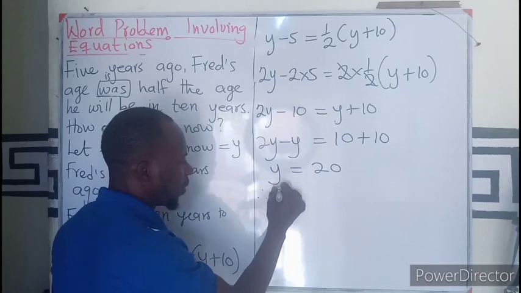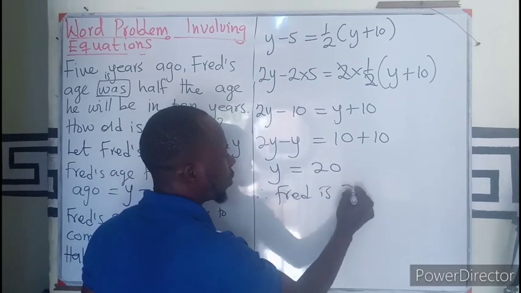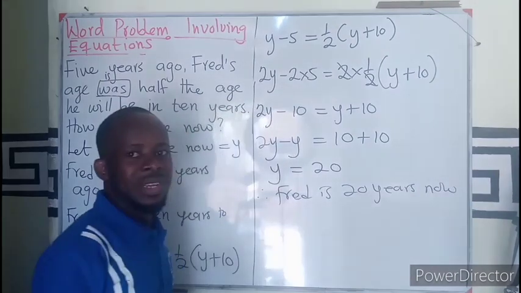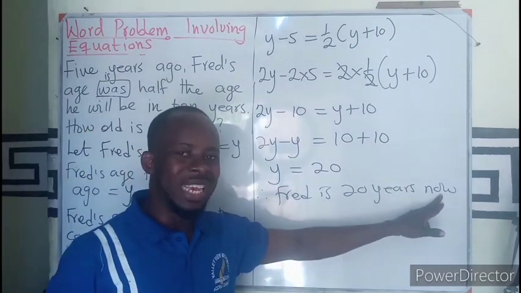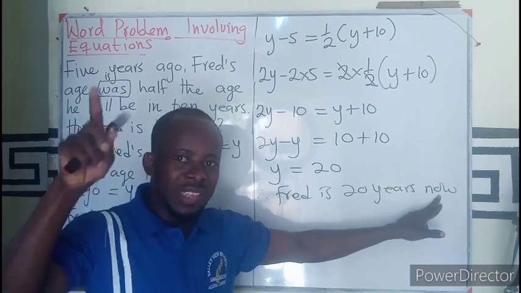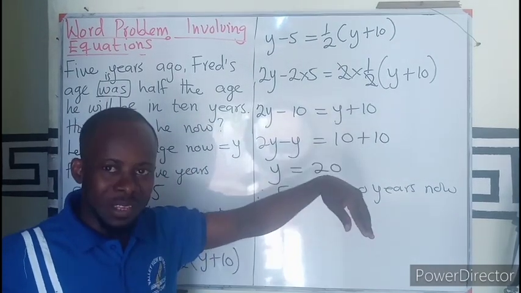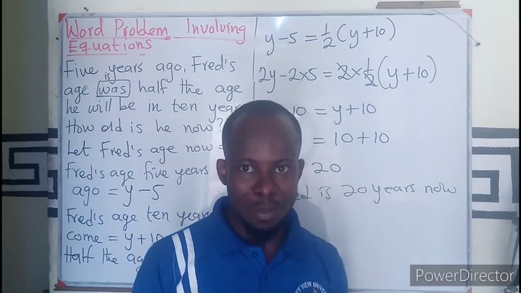So therefore, Fred is 20 years now. Fred's age is 20 years now. Then 5 years ago, you know it will be 15. 10 years to come will be 30. I believe you grasp the concept.